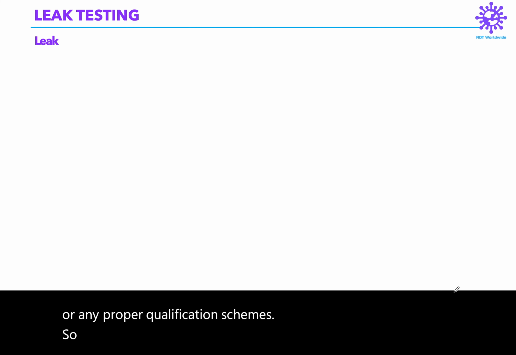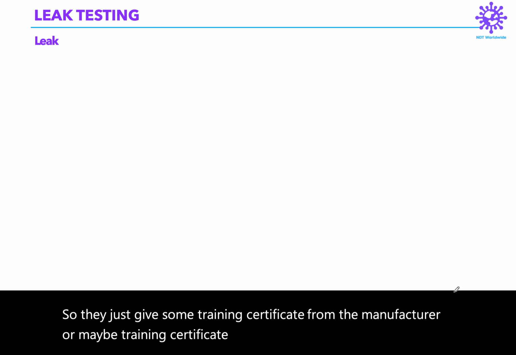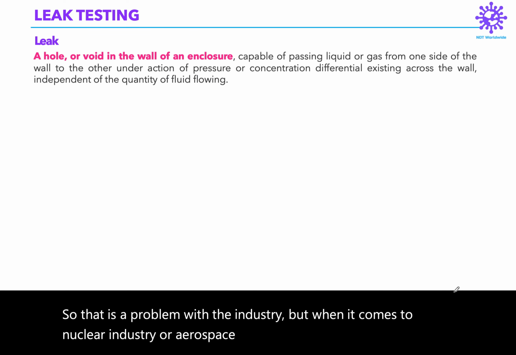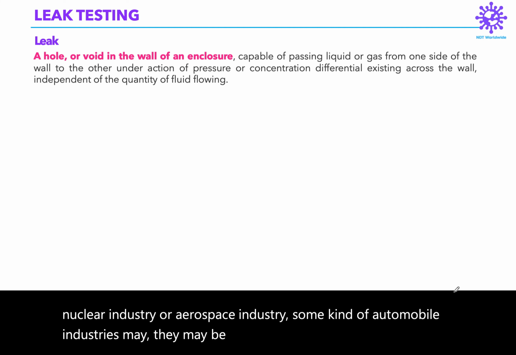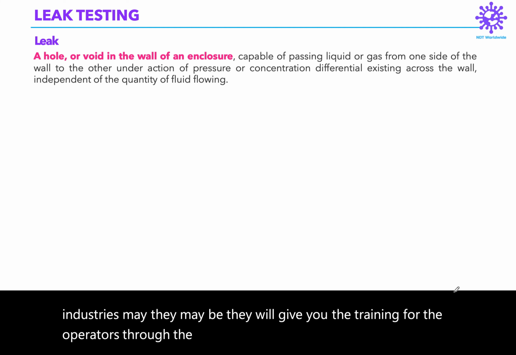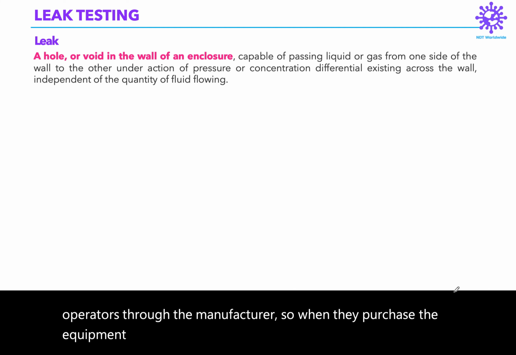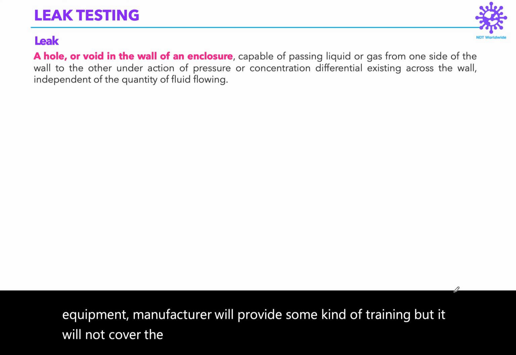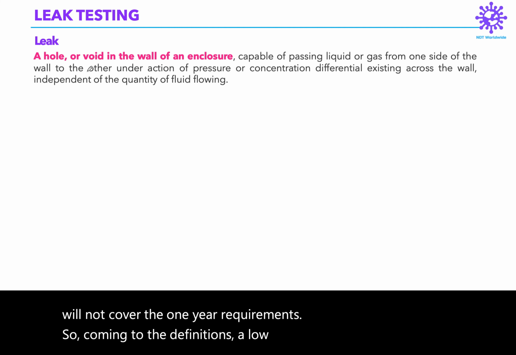So they just give some training certificate from the manufacturer, or maybe an in-house training certificate. They don't really qualify them through examination, training and experience. So that is a problem with the industry. But when it comes to the nuclear industry, aerospace industry, and some automobile industries, they may give training for the operators through the manufacturer. So when they purchase the equipment, the manufacturer will provide some kind of training, but it will not cover the SNDTC requirements.